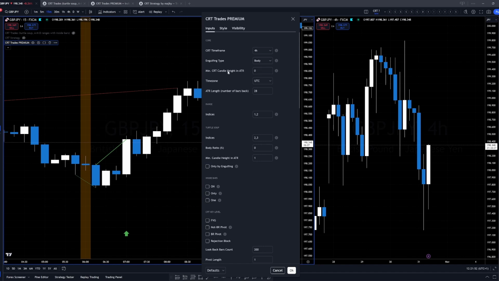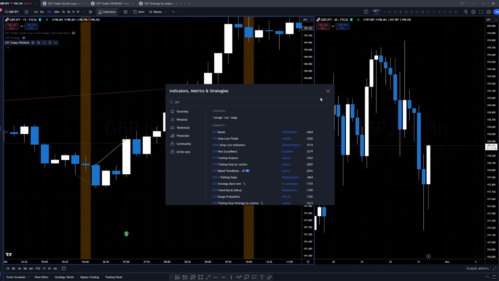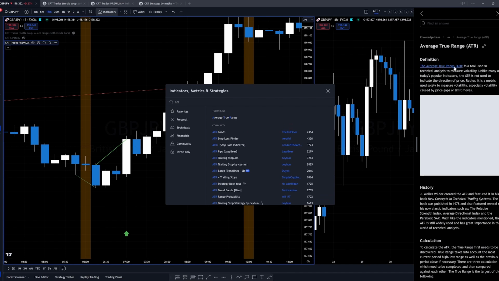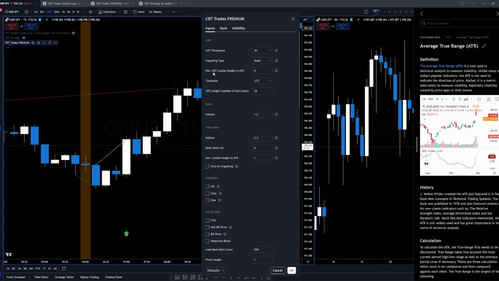You can also set the min CRT candle height in ATR value. If you don't know what the ATR is, it represents average true range. You can see some description here in the indicators, in the technicals, and it basically tells us the average height of the candle for the last 14 days by default. This minimum CRT candle means the candle on the higher time frame. So we can set some value there and it will filter those CRT candles.